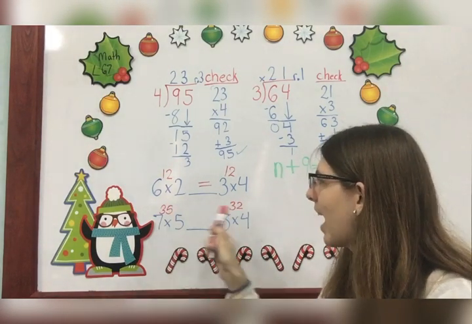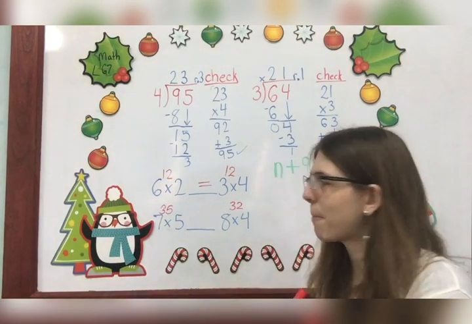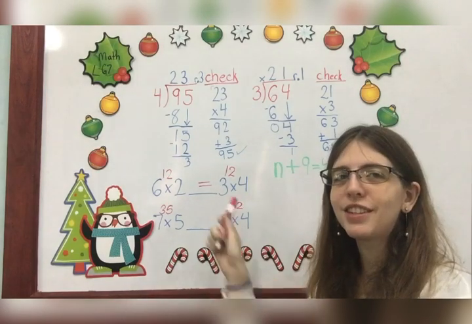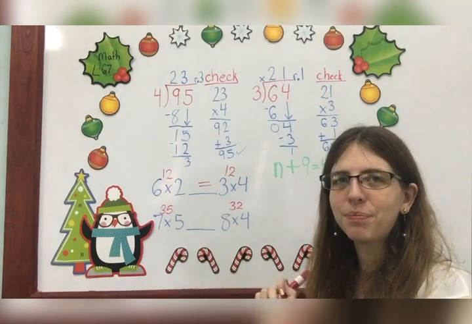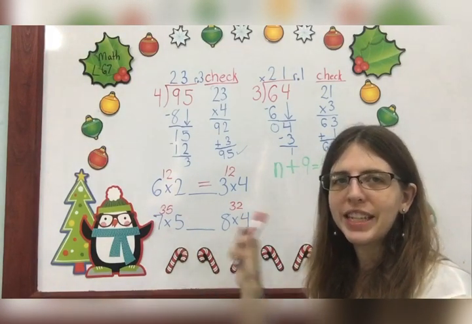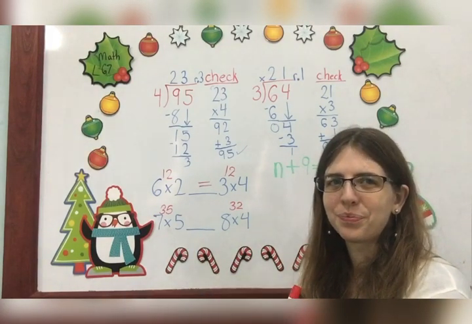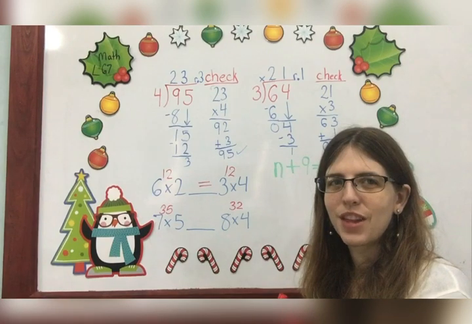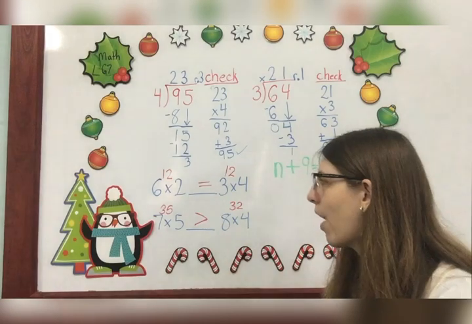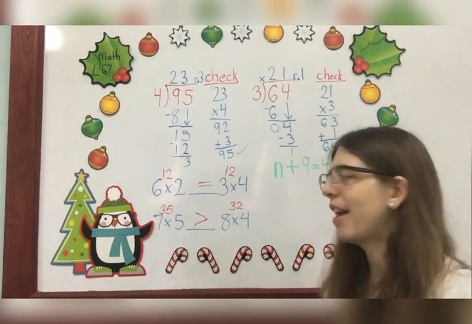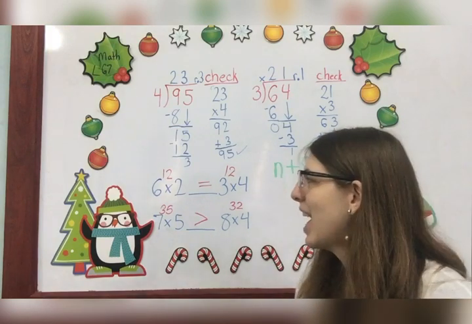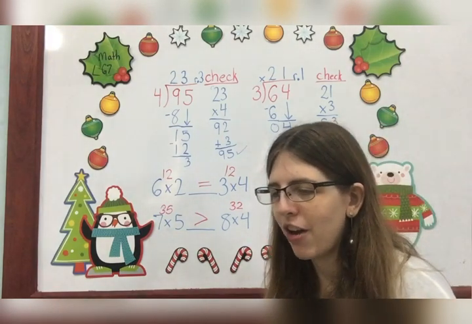So I'm comparing now 32 and 35. Is 35 greater than 32? 35 is less than 32? Or 35 is equal to 32? 35 is greater, so I have my mouth open towards the bigger one. Chomp to eat the bigger one. 35 is greater than 32. Okay, you're going to finish that one on your own.